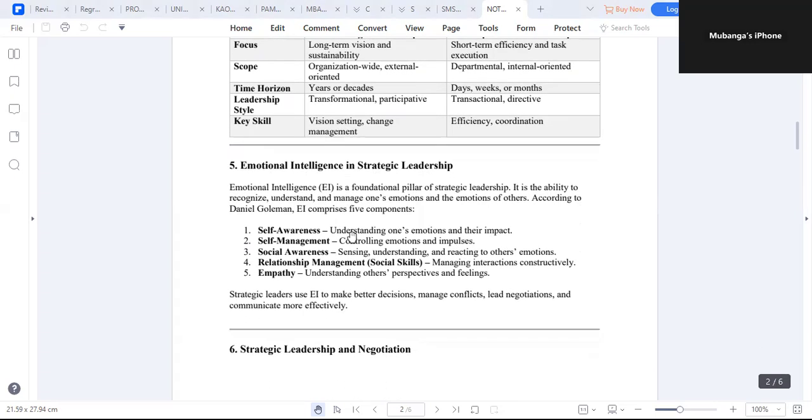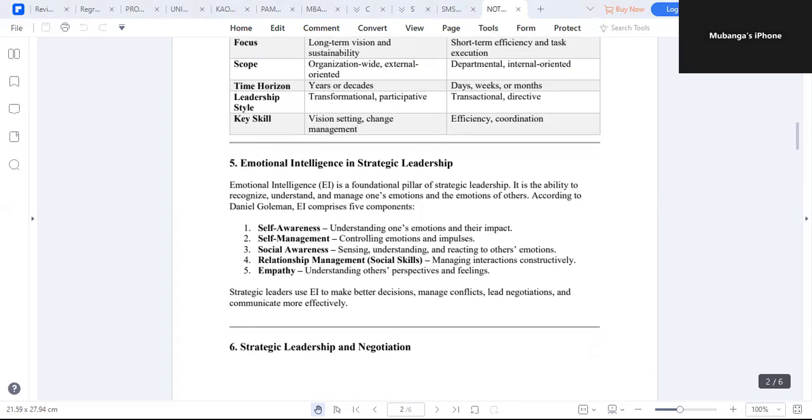Then emotional intelligence in strategic leadership. Emotional intelligence is an important component because it is one of the most important traits for effective strategic leadership. So it means being aware of your own emotions and understanding how they affect others. That is emotional intelligence. So you want to manage relationships wisely. According to the psychologist Daniel Goleman, emotional intelligence has 5 key components: self-awareness, self-management, social awareness, relationship management, and empathy. So these are the key elements.